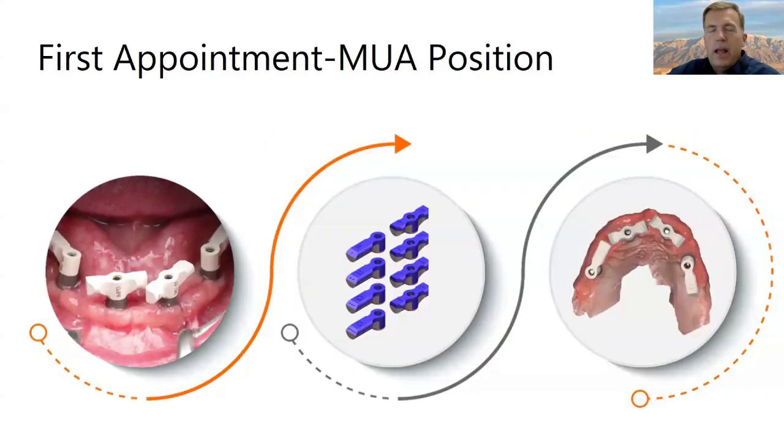Back over here, MUA position. And then, of course, you'll scan the tissue. At this time, if you're using photogrammetry, you'll need to use healing abutments. But otherwise, when you scan the tissue, you'll just scan it with the MUAs bare. Obviously, much easier to scan, not sutured, not bloody, etc.